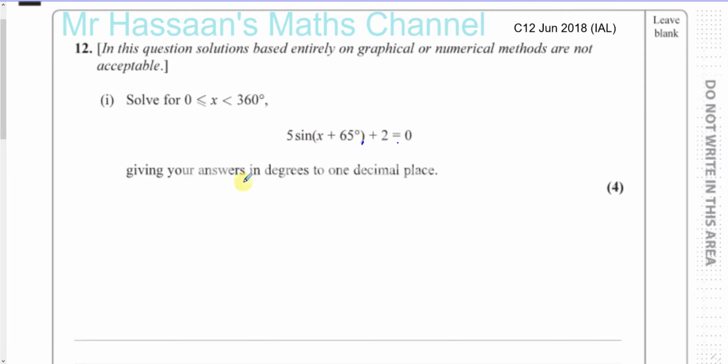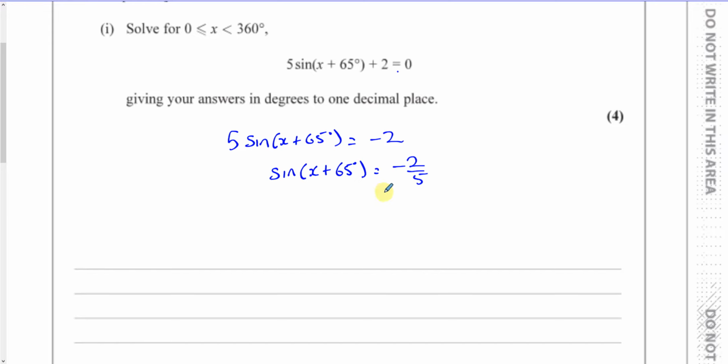the angle the subject of this equation, so we can subtract 2 from both sides first. So we have 5 sine of x plus 65 degrees is equal to minus 2, and then divide both sides by 5. So you have sine of the angle x plus 65 degrees is equal to minus 2/5. Okay, so now we have this in a form that we can just find the angles which have the sine ratio of minus 2/5.